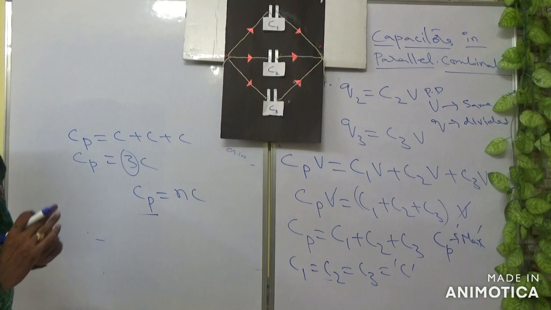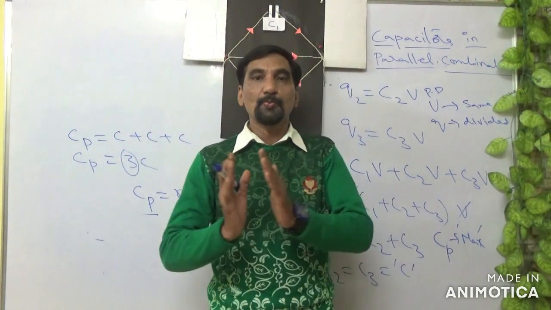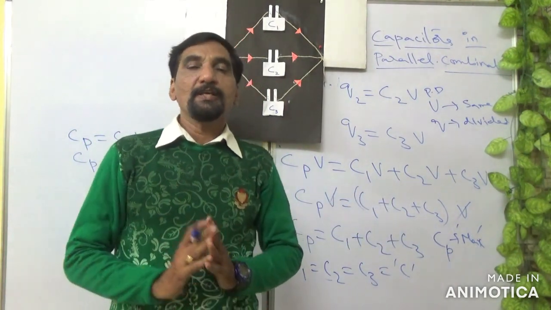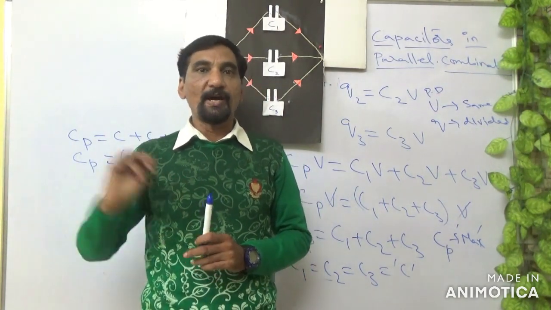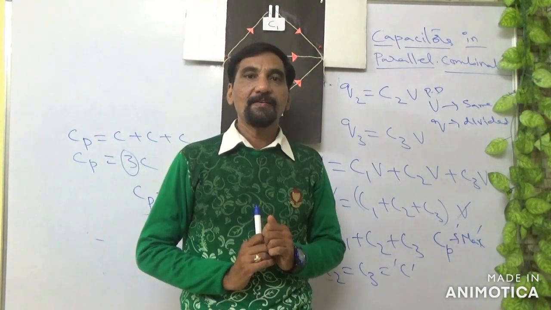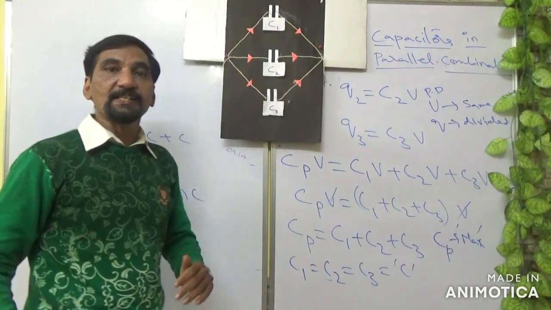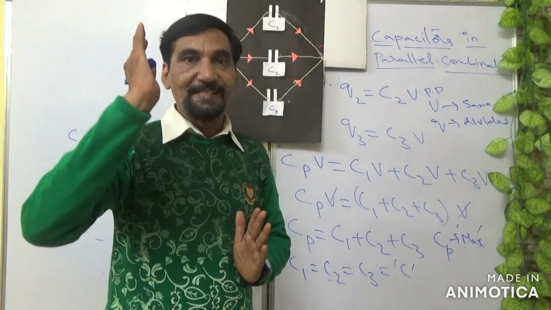Okay, so remember, capacitors you can join in two ways, two groups: series combination, parallel combination. In series, Q same, V divided. In parallel, V same, Q divided. Series offers minimum, parallel offers maximum.